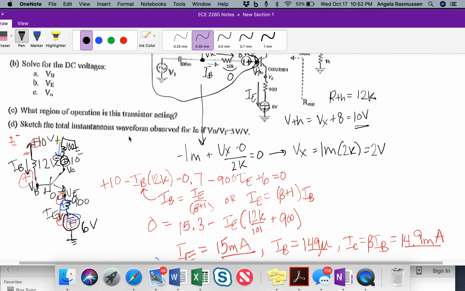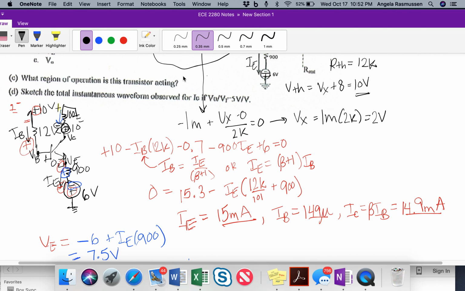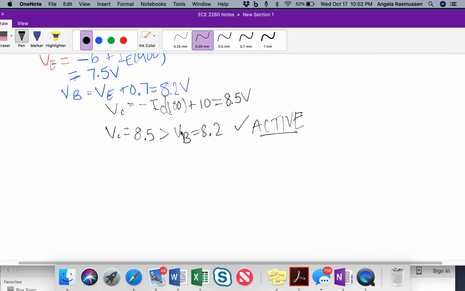And now it also asks to sketch the total instantaneous waveform. Remember, the total instantaneous is that at any moment in time, meaning instant, what would I observe for IC if my gain, which is V out over Vn, is 5 volts per volt. So for that, we need to first find Vc, and then we can find the AC current for IC from that.